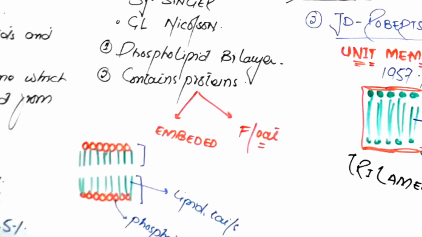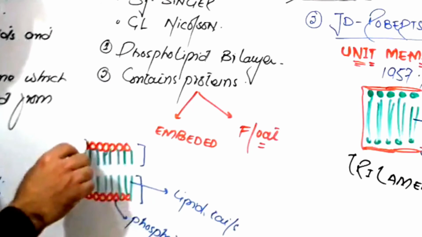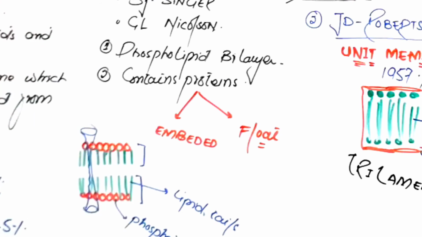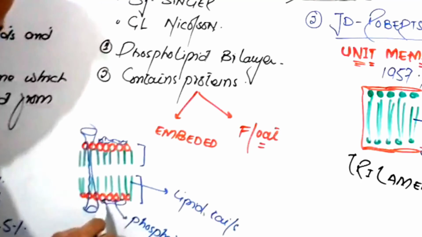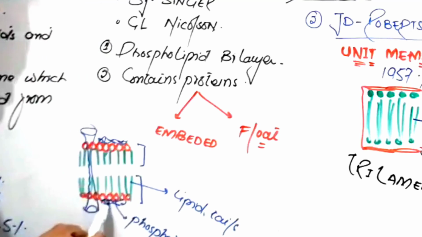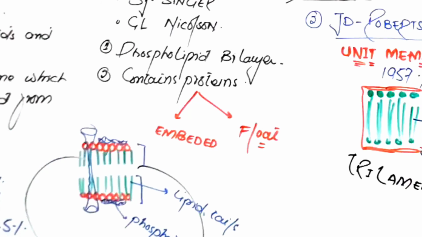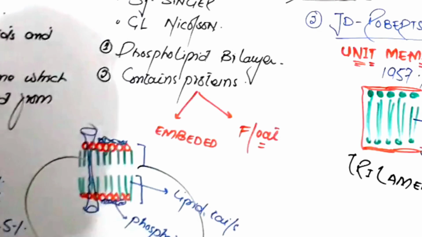So the cell membrane is made up of phospholipids, in which some proteins are embedded. Embedded means some proteins go inside and come out like this. Some proteins are embedded and some proteins are floating on the surface of the phospholipid layer from inside and from outside. So if we make it a cell like this, this is a cell. This is the structure of that cell membrane. Some proteins are floating on the surface from the outer side, some from the inside, and some proteins are embedded inside this phospholipid bilayer.